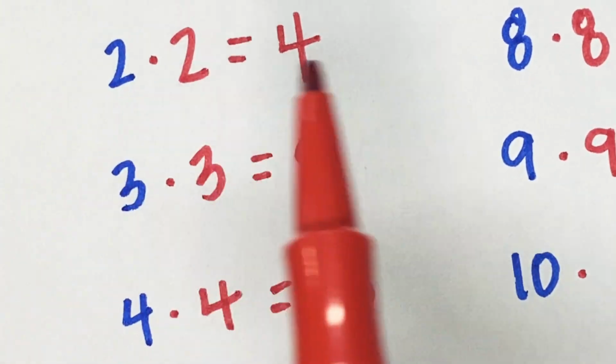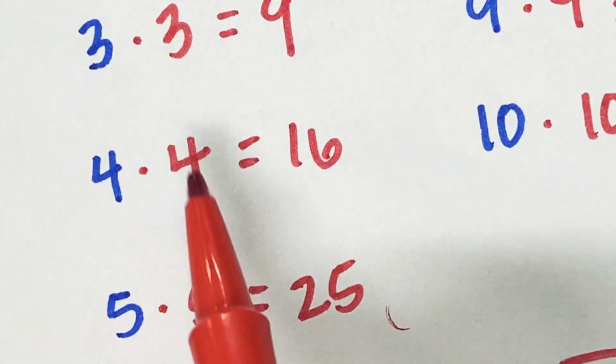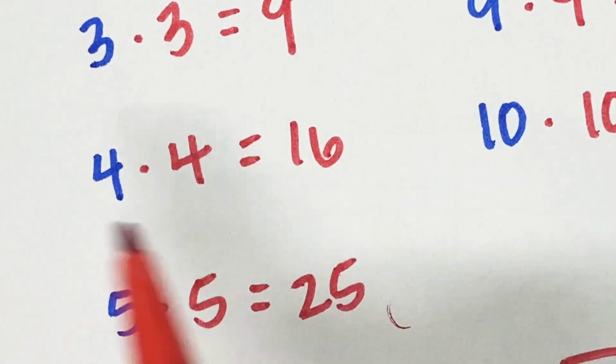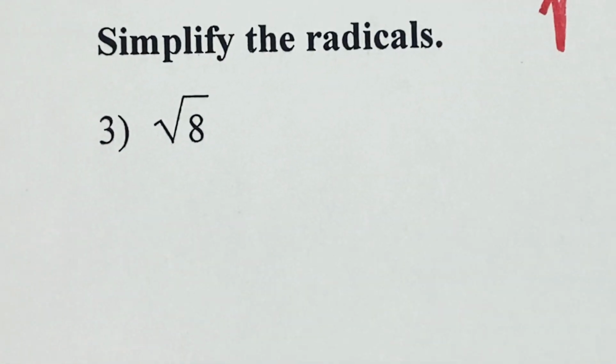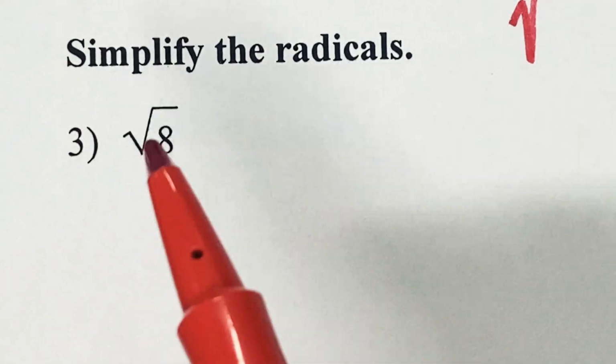Nope. We know 2 times 2 gives us 4, and 3 times 3 gives us 9. 4 plus 4 would give us 8, but not multiplying. We're talking about multiplying, right? So let's look at 8. So here's how we want to think about these radicals.